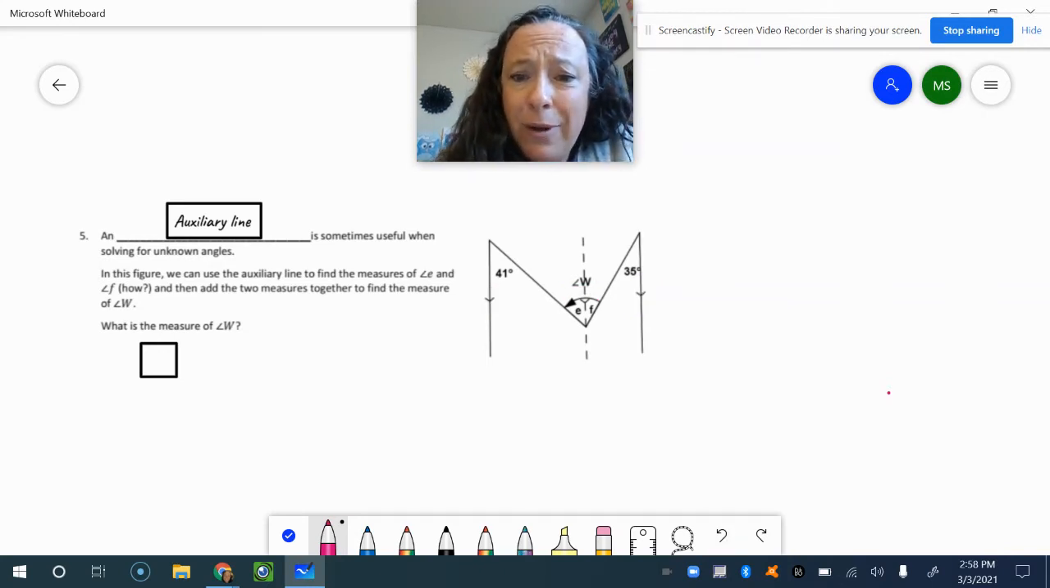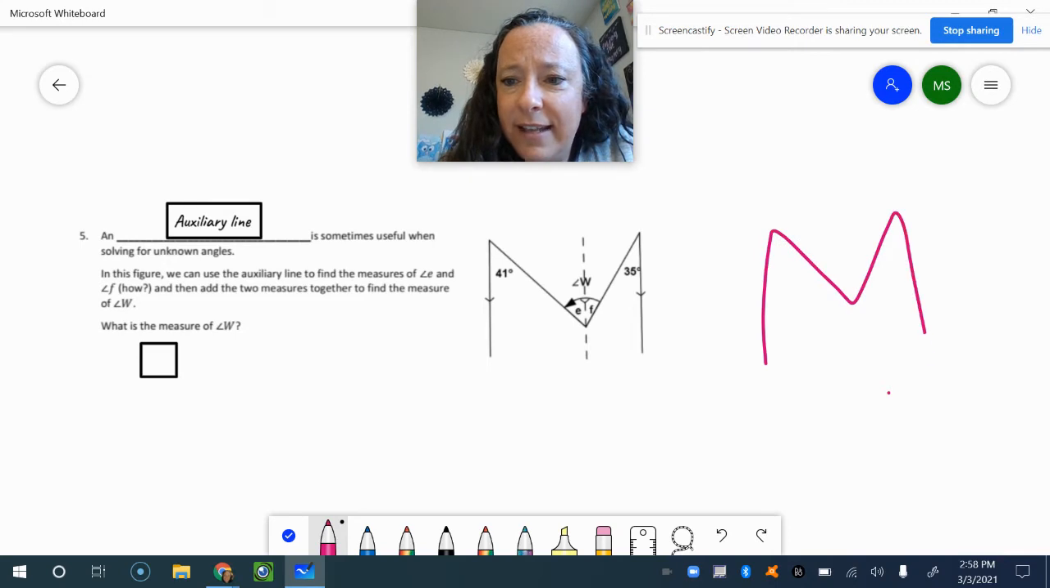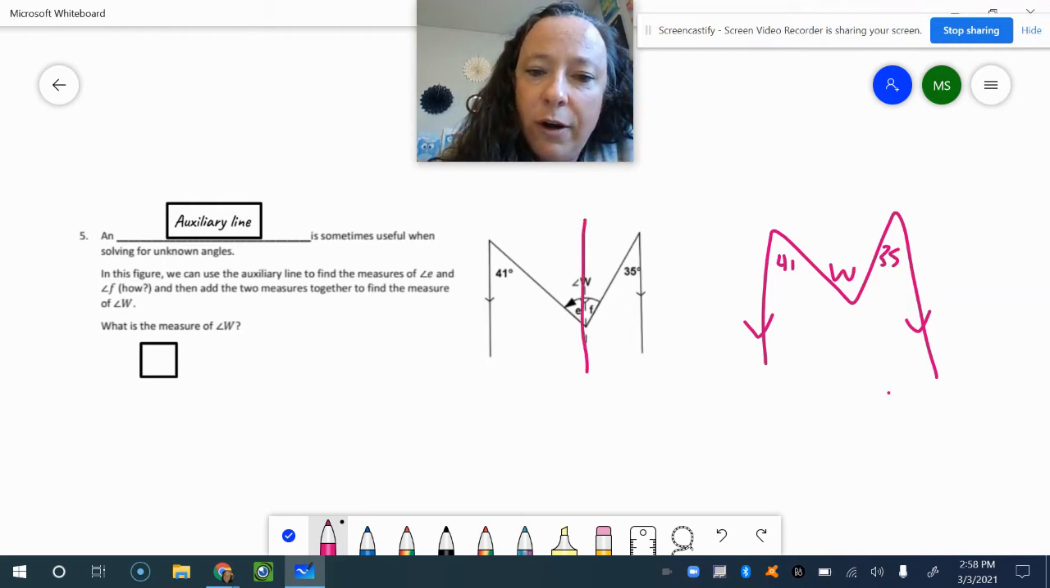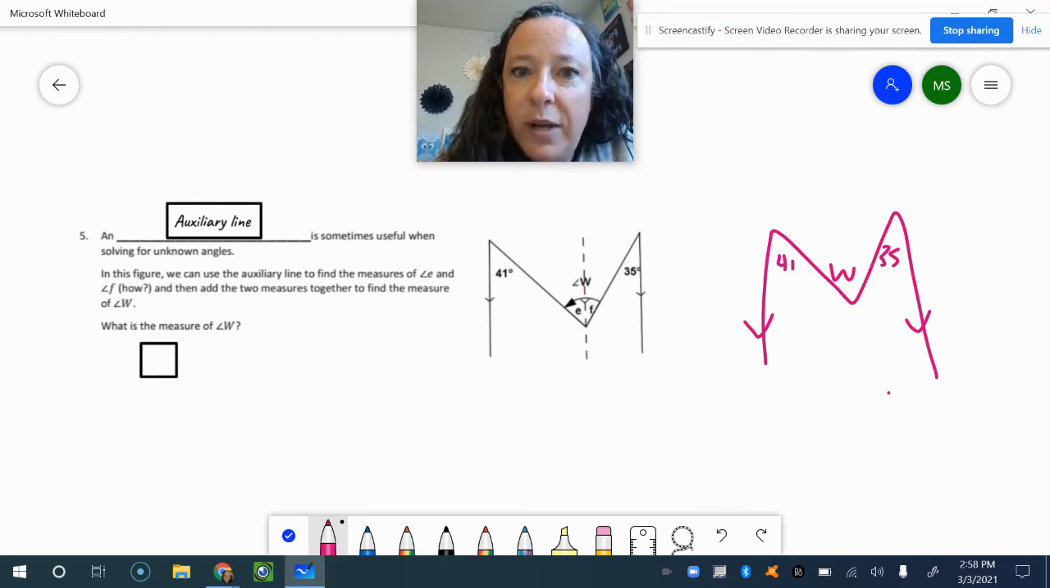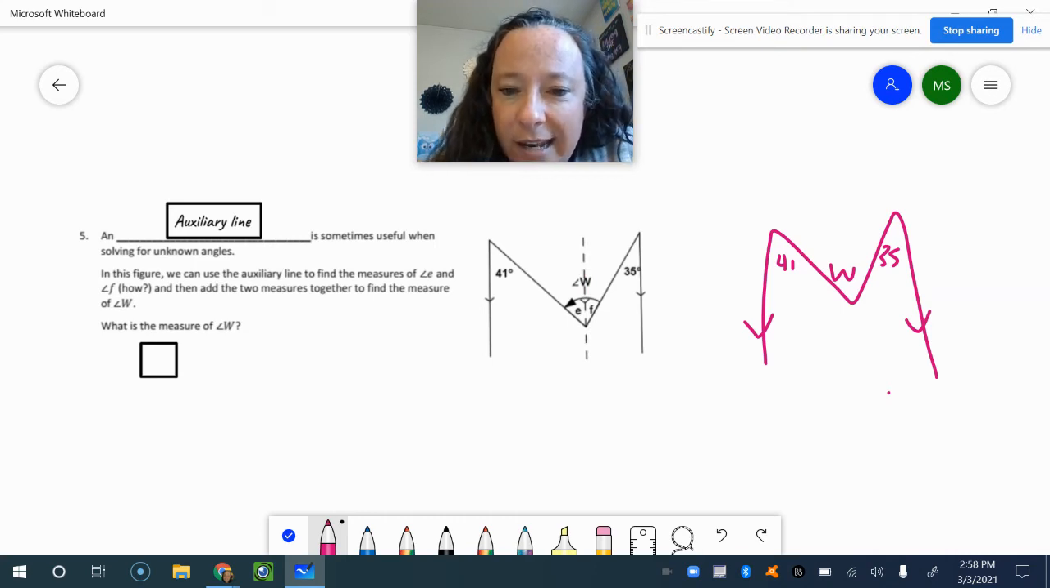So if you see something like this and you know that these are parallel and this is 41 and this is 35, you wouldn't know how to find it. So you draw your own auxiliary line, which is what this dotted line is, and they just put an E and an F there. If you do that, what happens is it's also parallel.